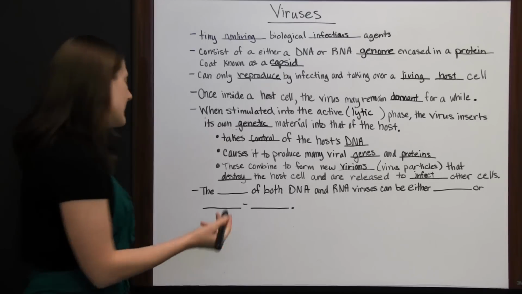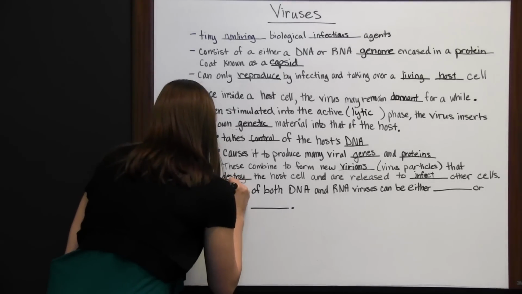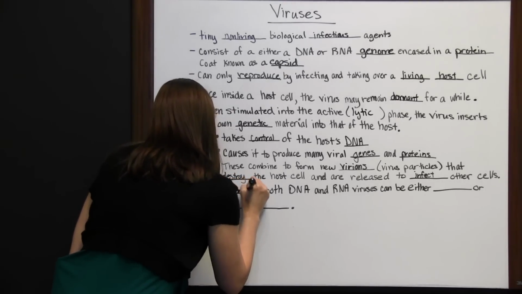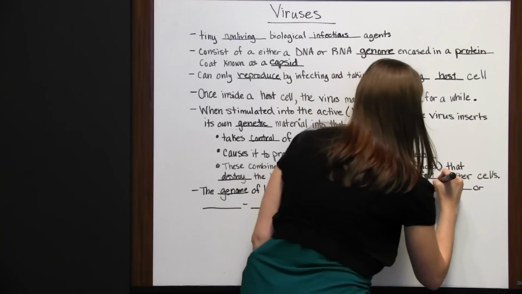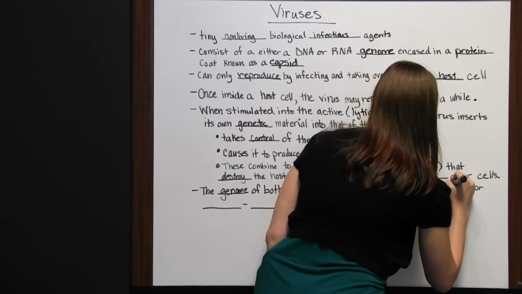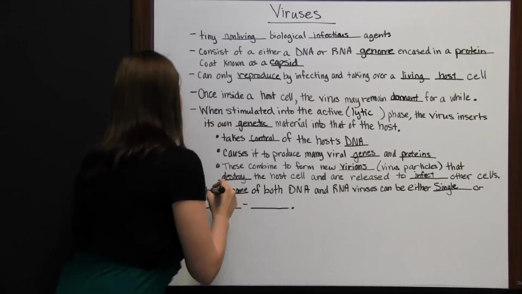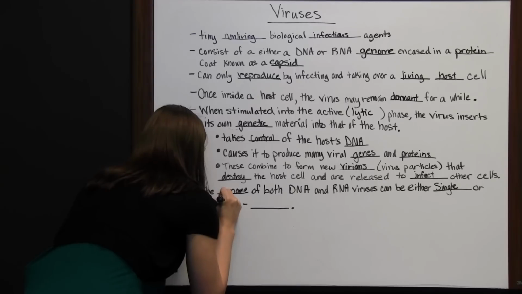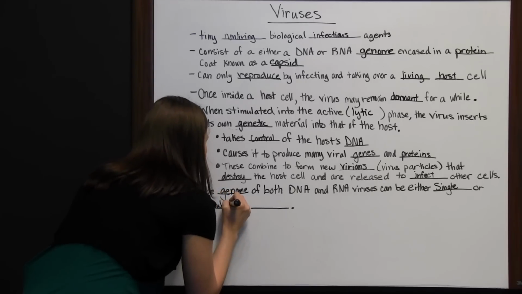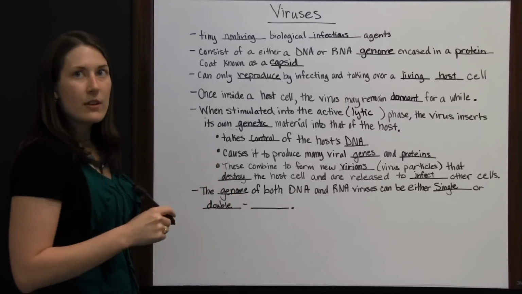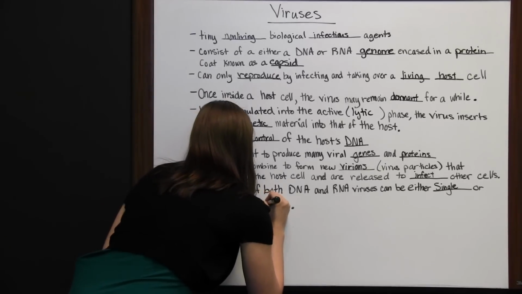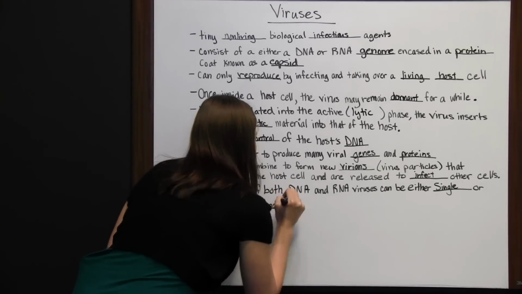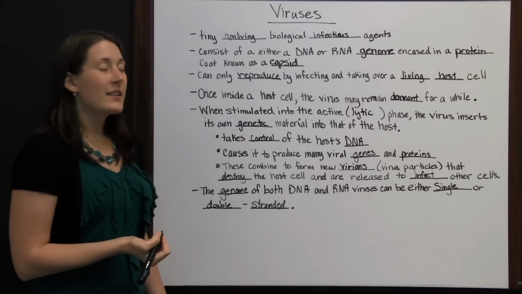Something to remember is that the genome of both DNA and RNA viruses can be either single or double-stranded. A lot of times a virus is not going to be too complex because the genome is only going to be 3 to 100 genes. It's not going to be very big, but it can be double-stranded if it is a more complex virus.